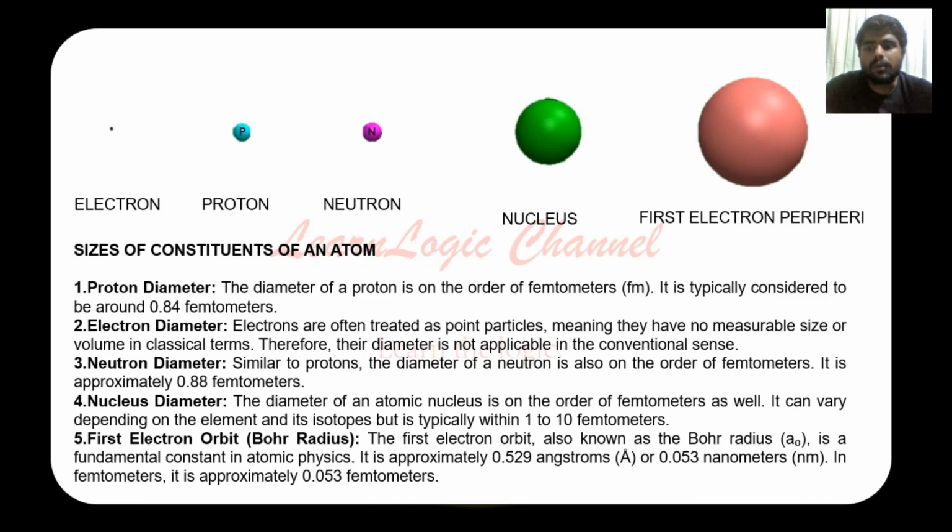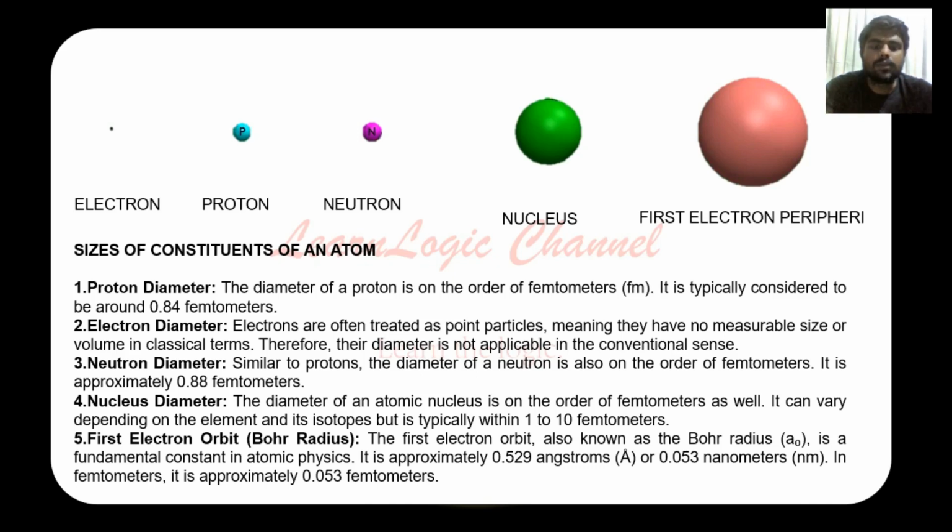Third, neutron diameter. Similar to protons, the diameter of neutron is also in the order of femtometers. It is approximately 0.88 femtometers. Here you can see the small change in the size of neutron. Fourth, nucleus diameter. Diameter of nucleus is on the order of femtometers as well. It can vary depending on element and isotopes, but it's typically within the range of 1 to 10 femtometers.